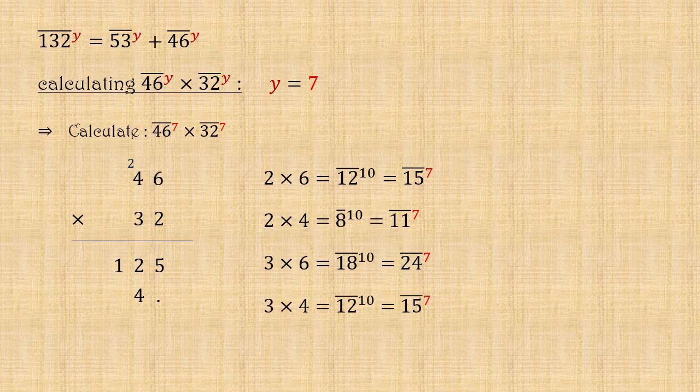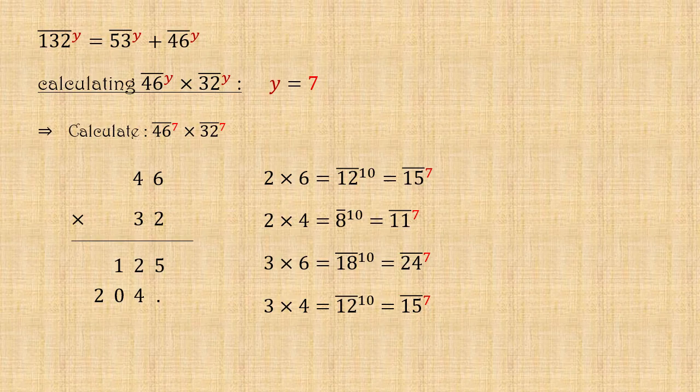Now, the multiplication of 3 by 4 gives a number that is written in base 10 as 12, which means that it is written in base 7 as 15. But when we add the digit 2 to 15 in the base 7, we find a number which is written as 20. So we write 20.